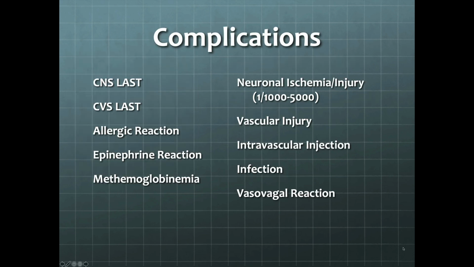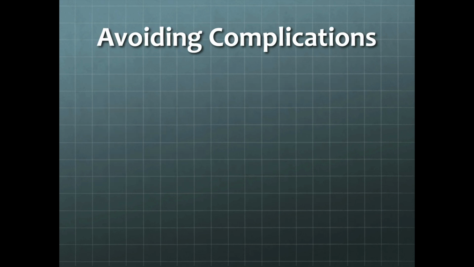Other complications are an epinephrine reaction if you get into a vessel or use too high a dose, and methemoglobinemia. Neuronal ischemia or injury is pretty rare in the emergency department setting, where we're doing single shot blocks as opposed to placing nerve catheters. If you move your needle around too much, you can get a vascular injury or get into a vessel. And if you don't do it cleanly, you can get an infection. And always there's the risk when people are getting poked that they have a vasovagal reaction. So you want to make sure they're always lying down or at least seated before you do any of these kinds of blocks. So how do you avoid these complications?